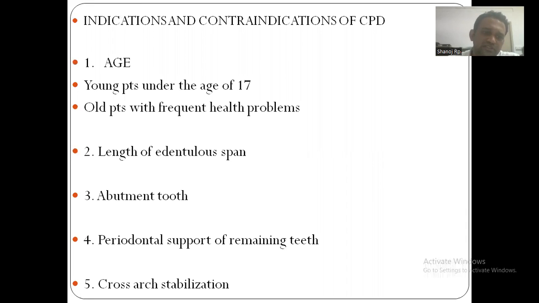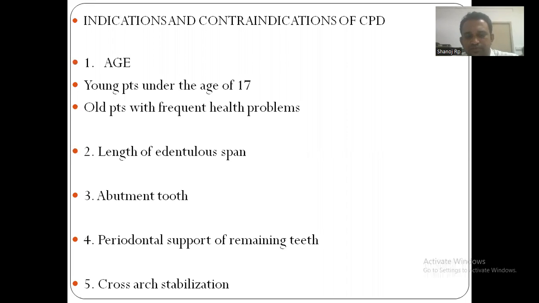And old patients with frequent health problems, again, cast partial denture is the treatment of choice. Length of the denture span. If the denture span is long and an FPD is contraindicated because it cannot support the teeth, in such cases, it is better to go for a cast partial denture. Then the abutment tooth. If the abutment tooth is weak or the prognosis is not that great, then it's better to go for a cast partial denture.